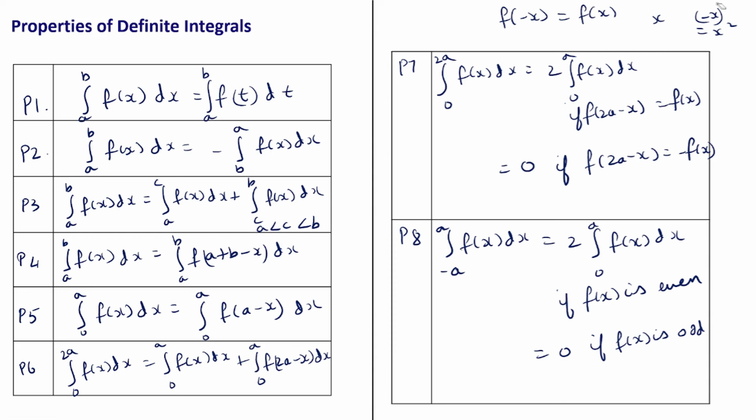On the other hand, if we take say x cube, then here f of minus x will be minus x the whole cube, which is negative f of x. So if f of negative x is equal to negative f of x, then we call such a function an odd function. This is an odd function. Whereas if f of negative x is equal to f of x, then it is called an even function. So if a function is even, integral minus a to a f of x dx is equal to 2 times integral 0 to a f of x dx, and if f of x is odd, this is equal to 0.